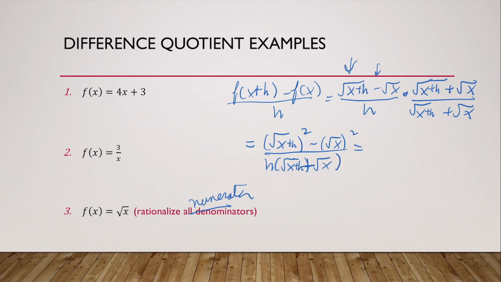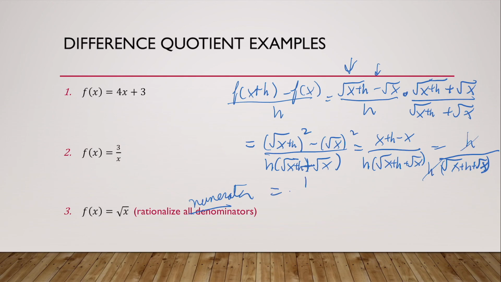So exciting. So my numerator becomes x plus h minus x, which is going to simplify to h. And then I have h times the square root of x plus h plus the square root of x. So we get h over the square root of x plus h plus the square root of x, times h. Those h's cancel. And I have 1 over the square root of x plus h plus the square root of x. And this is okay. It's okay to leave it in this form.